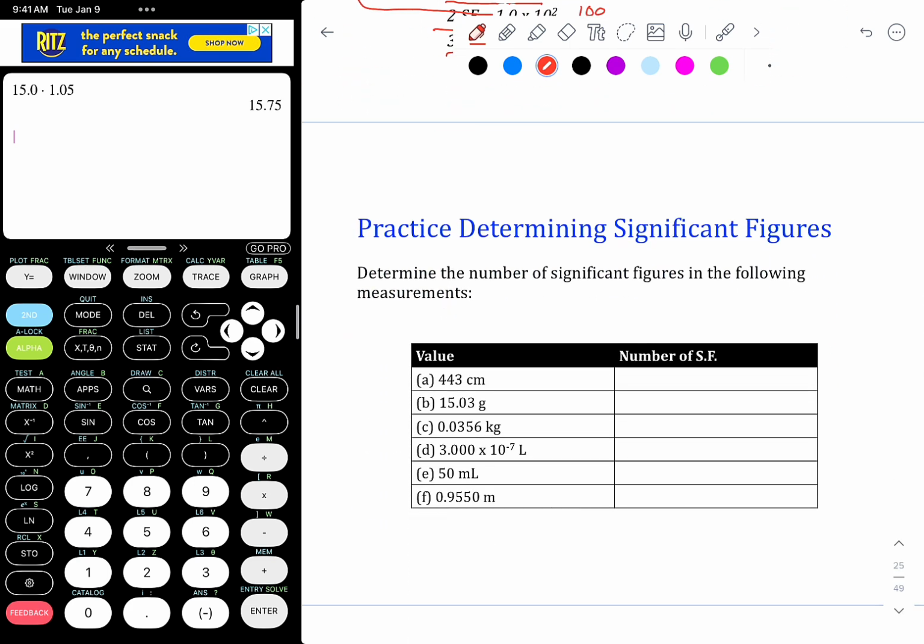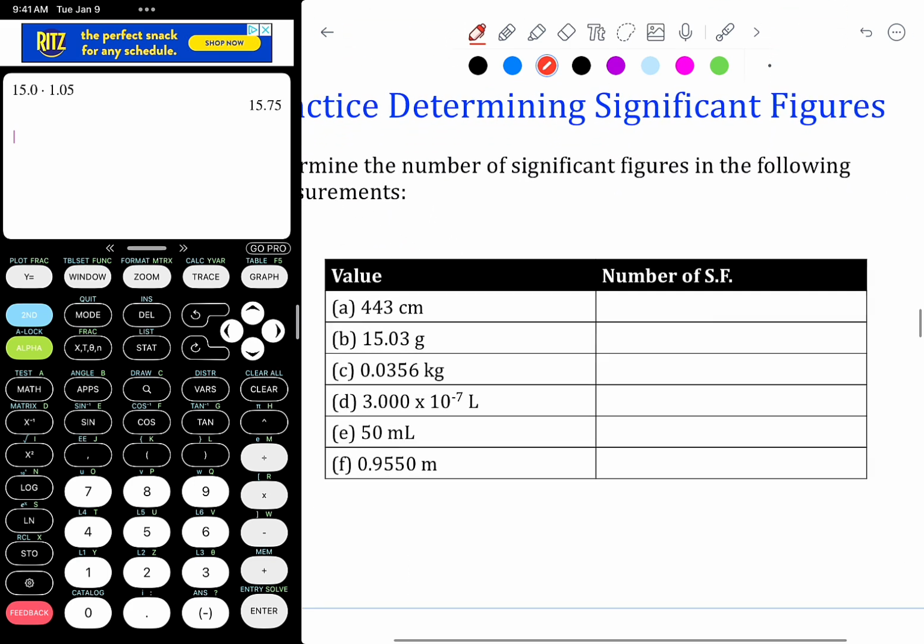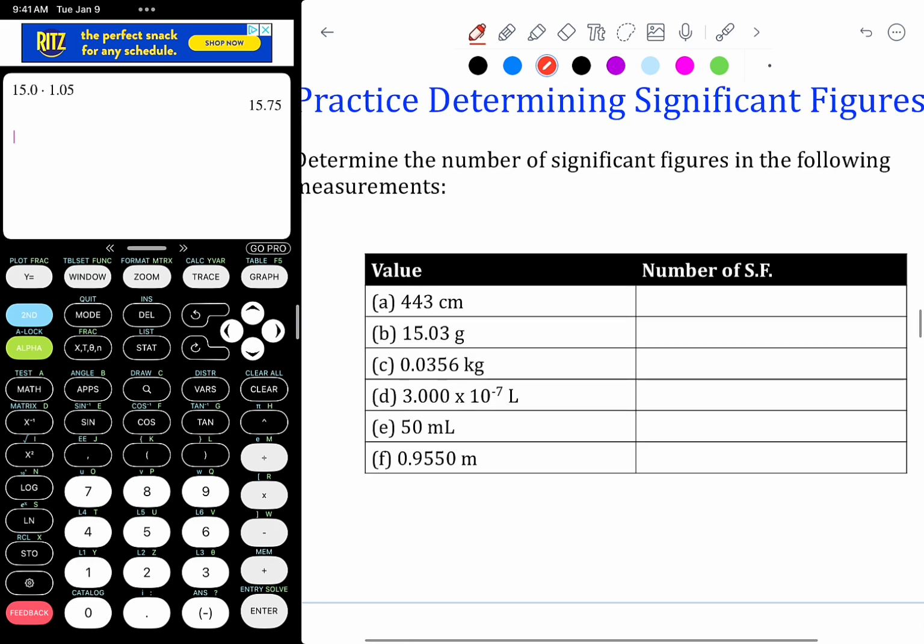So let's practice that a little bit. Let's go through these numbers and determine the number of significant figures in the following measurements.